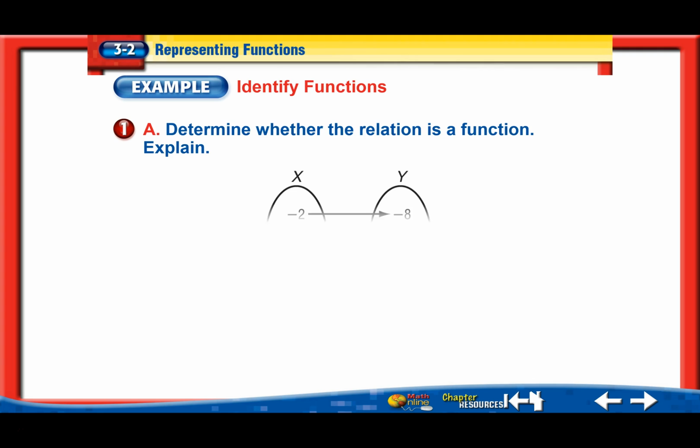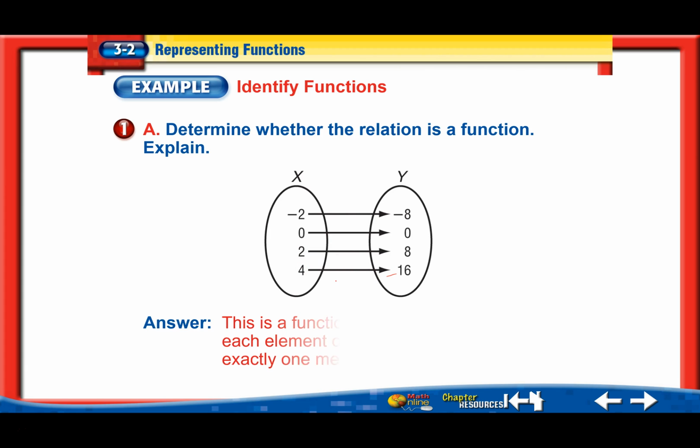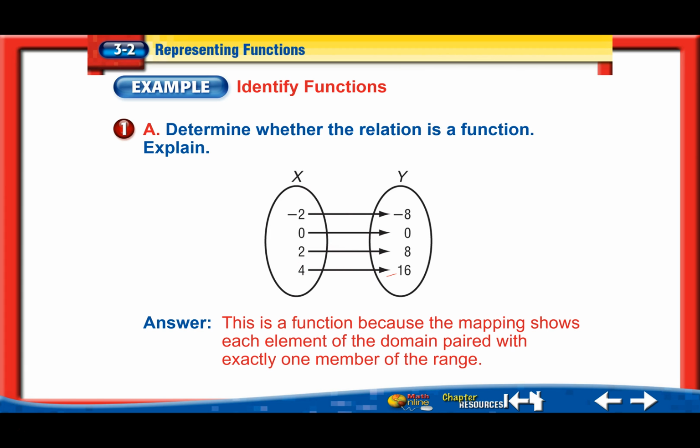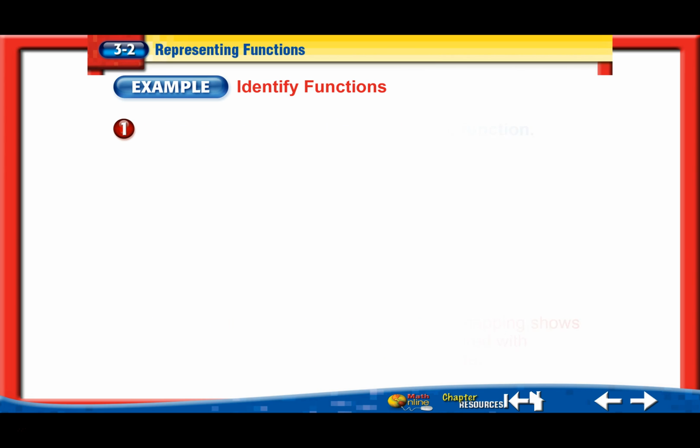All right, so identifying whether something is a function. Determine whether this relation is a function and explain why. Well, the definition of a function is that each domain element only goes to one range value. Well, they each go straight over to one thing. So therefore, I would say this is a function because in this mapping each element of the domain is paired with exactly, and that's the key word there, exactly one member in the range.